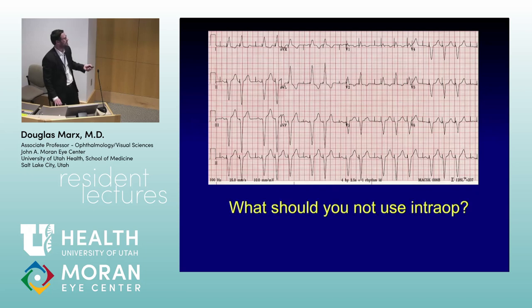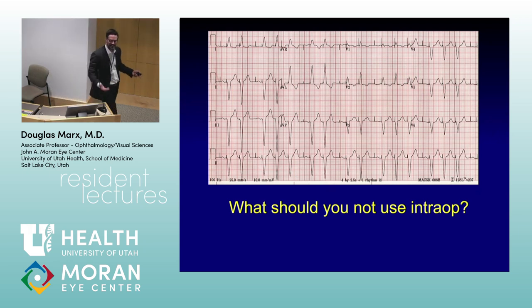What should you not use intraop? And can somebody describe what you see here? I don't know what you see here. They've got some weirdness going on here. You just did your internships. It's probably a right bundle branch block. Right? What do you think? Just did the University of Utah's intern year. What an amazing year.